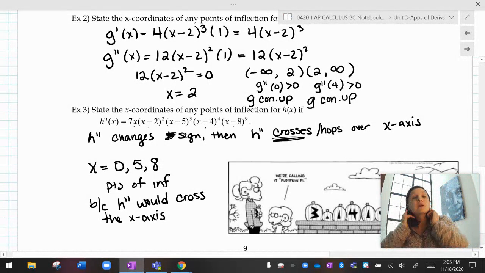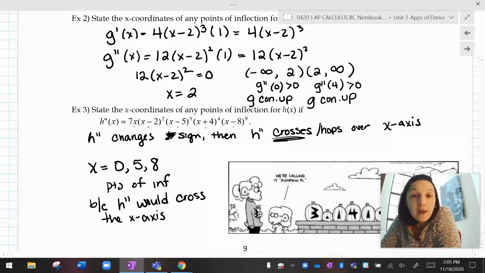And that, my friends, is how you find intervals of concavity. That's it. That's all I got.